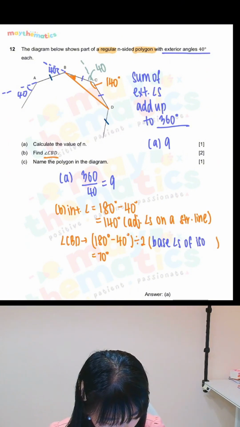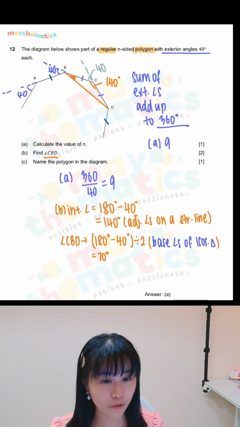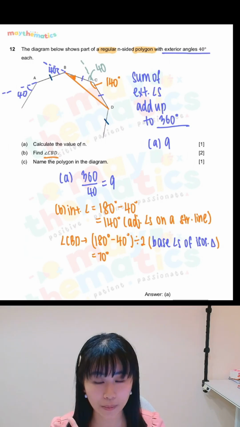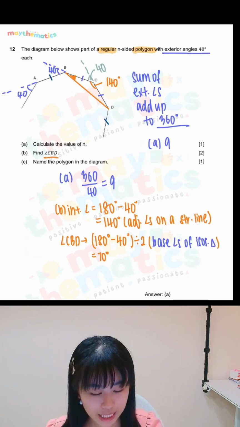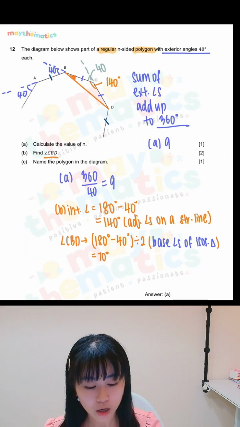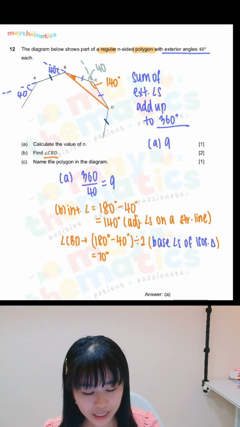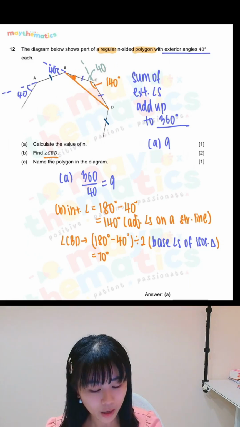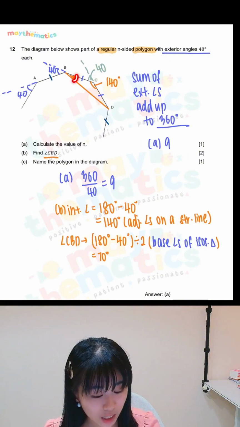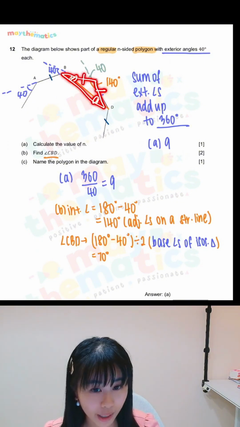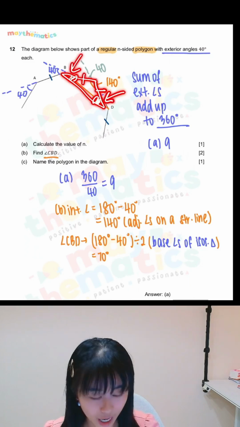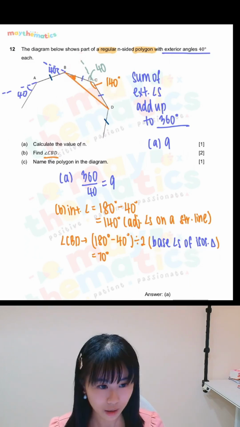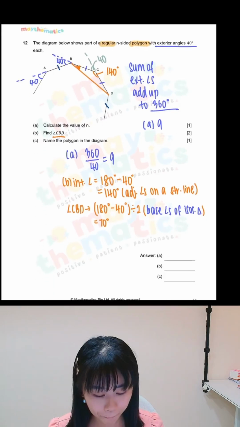Base angles of isosceles triangle. Okay, I want to clarify because some of you asked me. Some of you say angle sum in triangle. Angle sum in triangle is what you use if you take 180, minus 70, and find the last one. That one you can use angle sum in triangle. But because this is the base angles of isosceles triangle, the base angles are the ones that are the same. So if you're finding this or this, you use base angles of isosceles triangle. Okay? I hope that's clear.